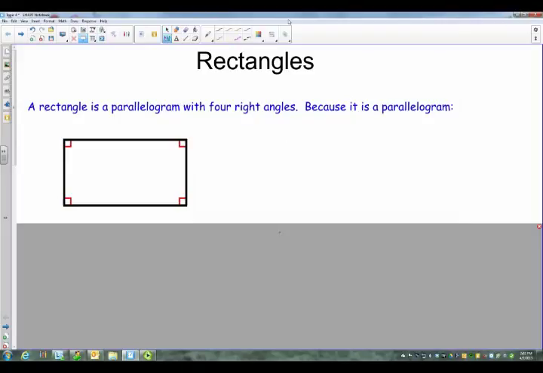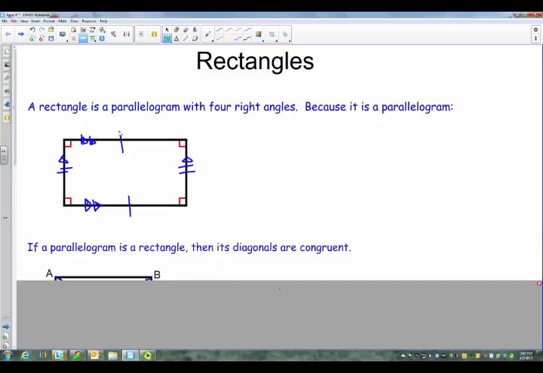So what are rectangles? Well, a rectangle is a parallelogram with four right angles. Now, we know what a parallelogram is. Okay, we looked at those. Parallelograms, remember, have opposite sides that are congruent. So those are congruent. They have opposite sides that are parallel. So these ones are parallel. And the only new thing here is you've got the four right angles. Okay, so that helps us know that it's a rectangle.